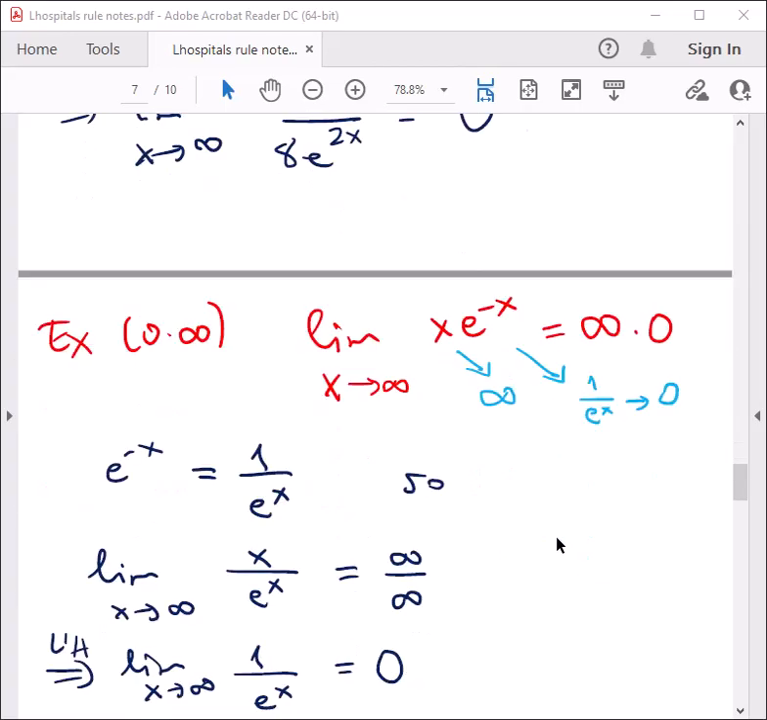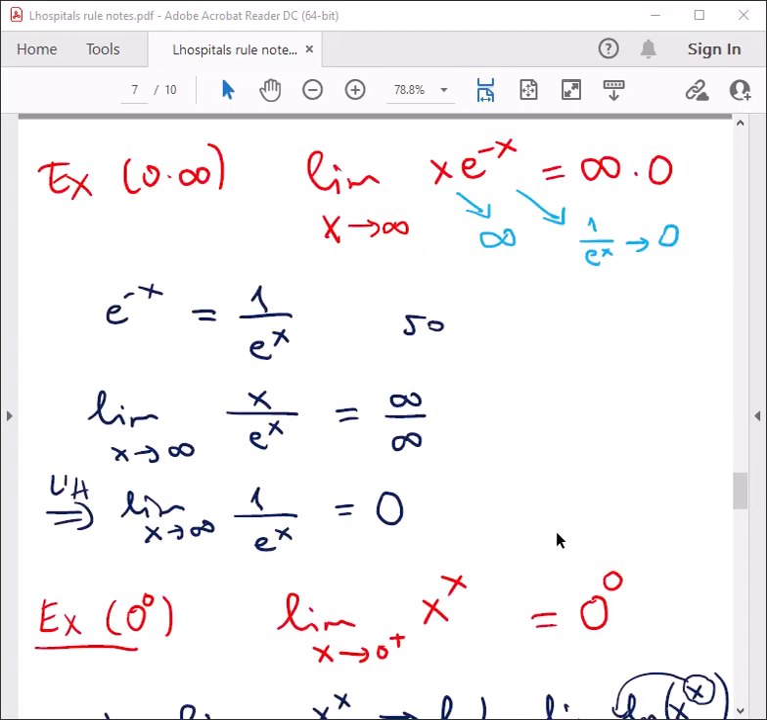Another example is this one. x times e to the minus x, as x goes to infinity, well, x will go to infinity. e to the minus x is actually 1 over e to the x. When x gets very large, this is going to be 1 divided by something very large, which will go to 0. So this is infinity times 0. So, again, we are going to write that e to the minus x as 1 over e to the x. So we have actually x over e to the x.